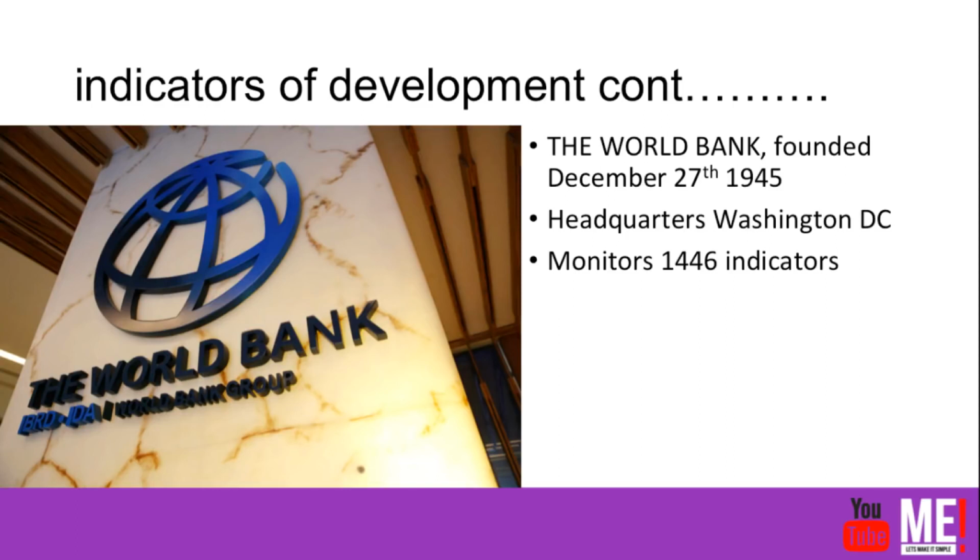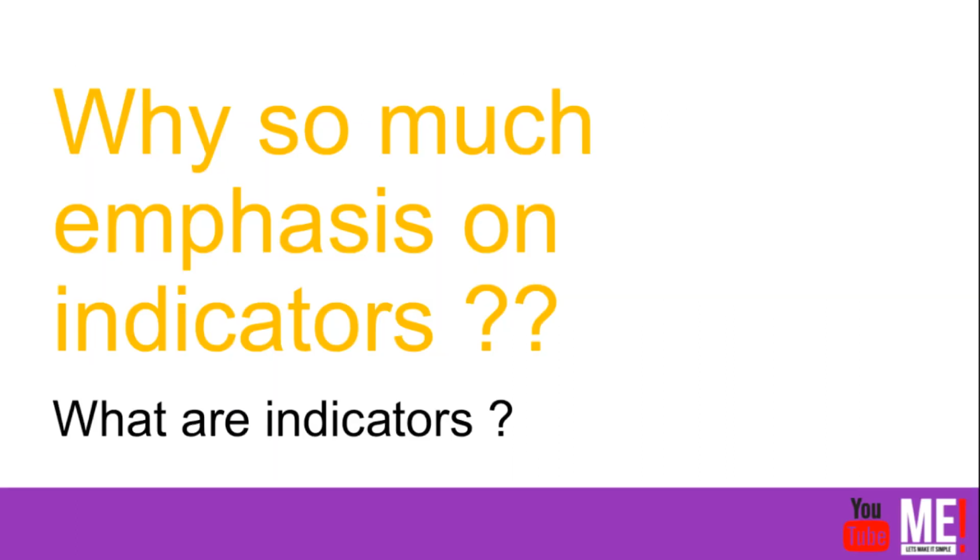If you go to the World Bank, first to start with, the World Bank was founded on 27th, 1945, and their headquarters are in Washington, D.C. It currently monitors over 1,000 indicators. All right. So why is there so much emphasis on indicators? That's one question I should ask you. Why is there so much emphasis?